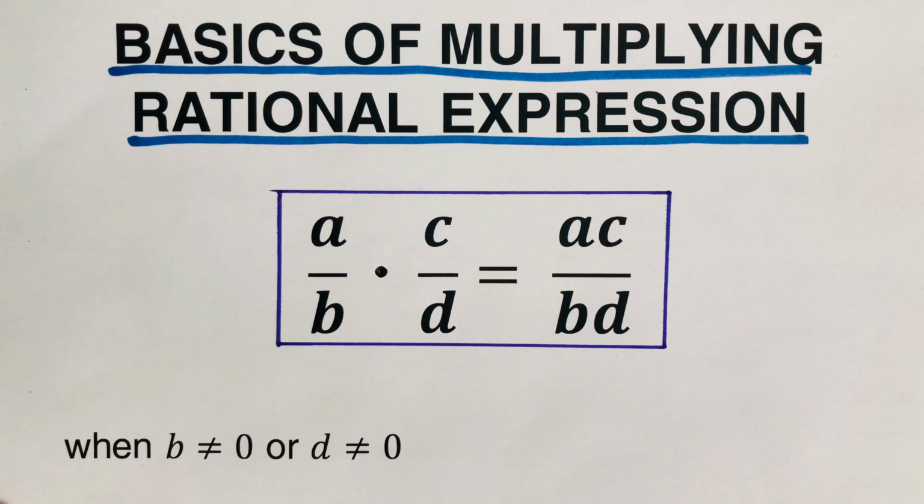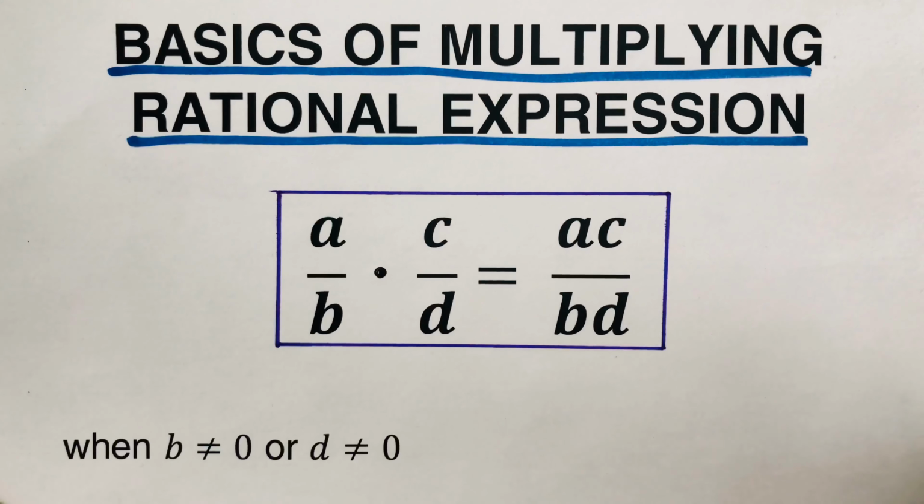Now, we remember that this is only true when B is not equal to 0 and D is not equal to 0. Because if any of these is 0 or both of these are 0, then we can go ahead and say that this expression becomes undefined because dividing by 0 is undefined.